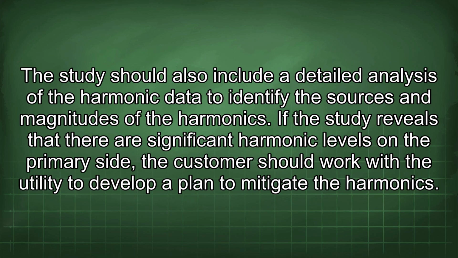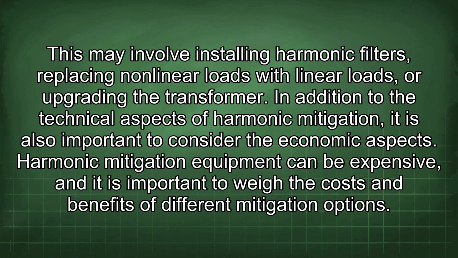The study should also include a detailed analysis of the harmonic data to identify the sources and magnitudes of the harmonics. If the study reveals that there are significant harmonic levels on the primary side, the customer should work with the utility to develop a plan to mitigate the harmonics. This may involve installing harmonic filters, replacing nonlinear loads with linear loads, or upgrading the transformer.